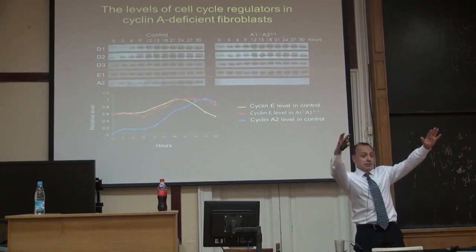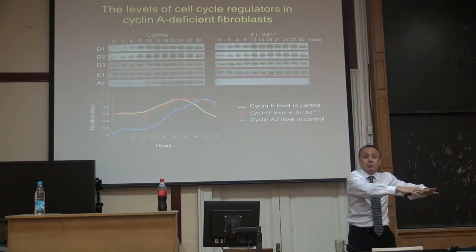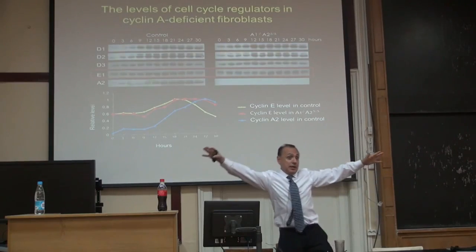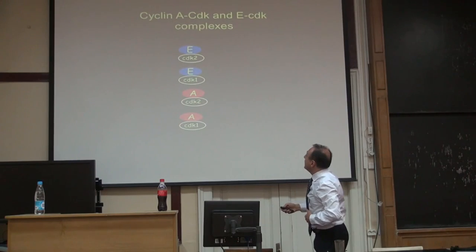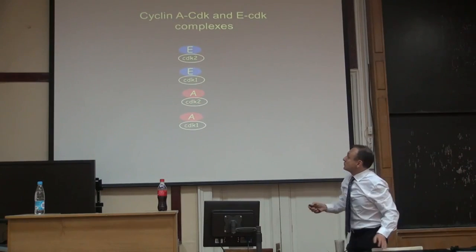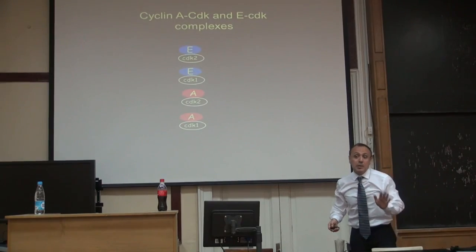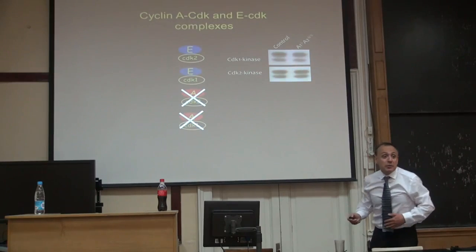So it's not that the level of cyclin E is higher. Cyclin E becomes more broadly expressed. It's expressed like cyclin E, but then together with cyclin A. However, there was this notion that cyclin E and cyclin A control phosphorylation of different substrates. So let's check whether this is true.